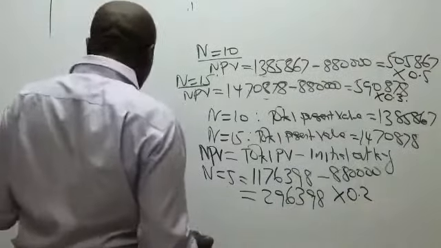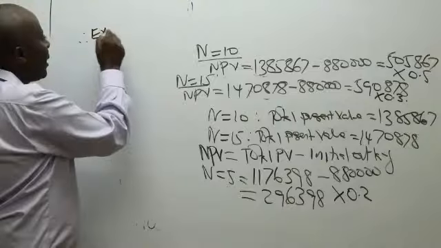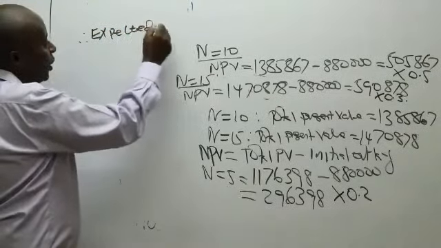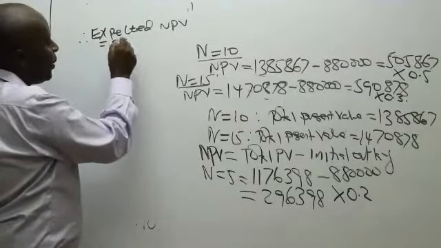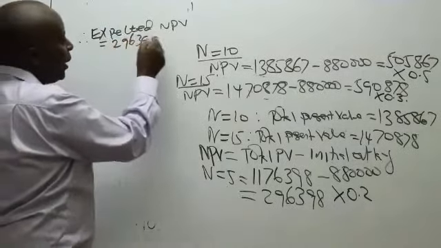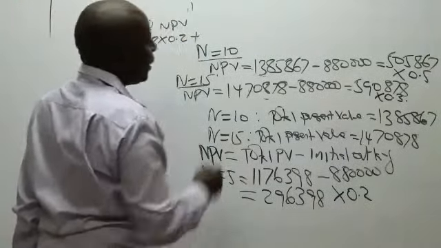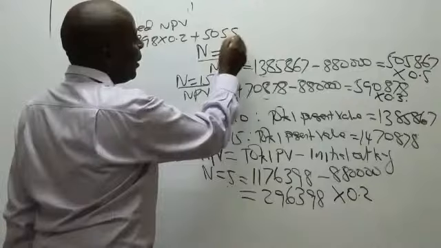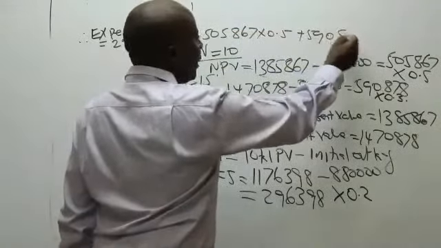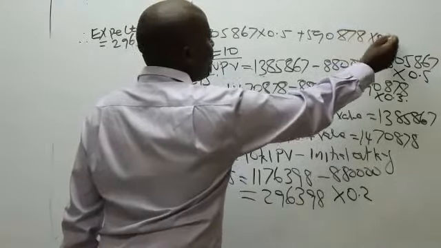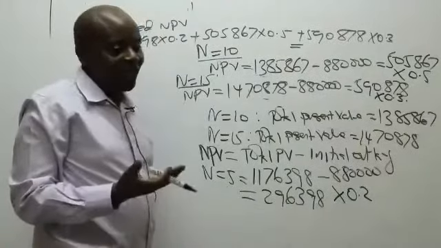Therefore, expected NPV will be equal to what? Expected means average. Expected NPV here will be equal to 296,398 times 0.2, plus the one of 10 years, which is 505,867 times 0.5, plus 590,878 times 0.3. Could you kindly give me this expected net present value?